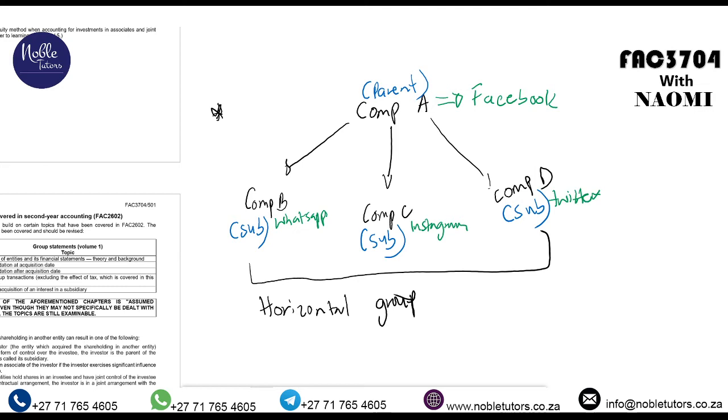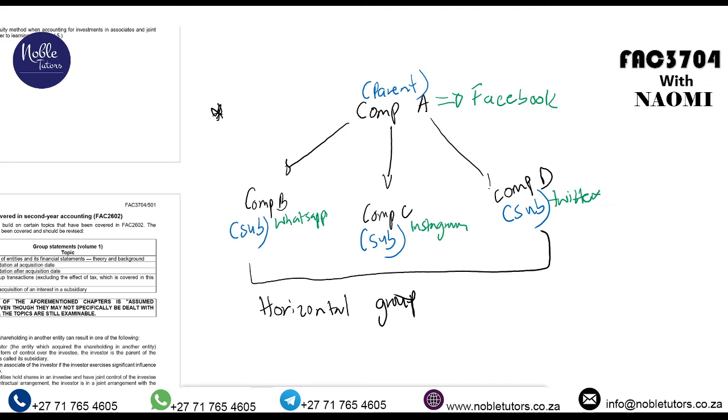Now look at it. Although Facebook has purchased WhatsApp, Instagram, and Twitter, Facebook is still running as Facebook separately. WhatsApp is still running as WhatsApp, and Instagram and Twitter are still running as they were running. It doesn't mean that because Facebook has purchased them, they're going to change the operation. No, they're not going to change the operation. They are now just in control, controlling all these companies, but the companies are still running separately.